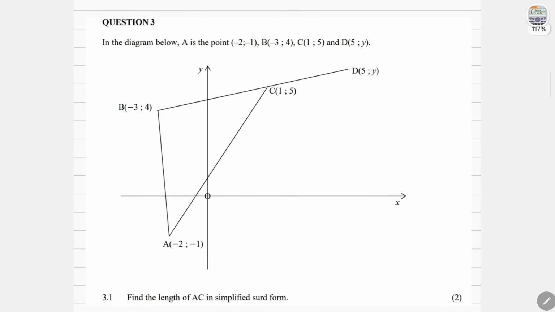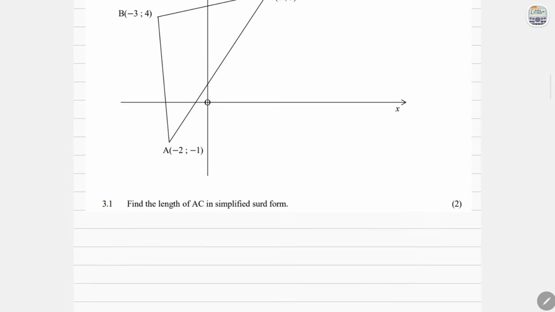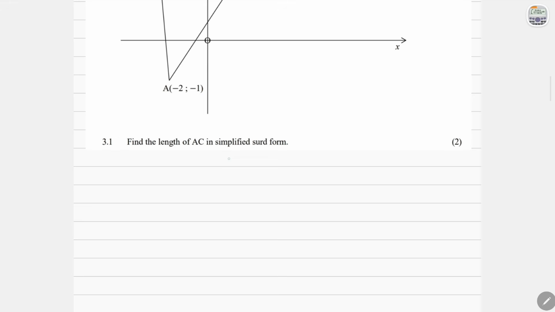Question 3 says, in the diagram below, A is the point where we have negative 2 and negative 1, and then we have B, which is negative 3 and 4, and C, which is 1 and 5, and then also D. So D is 5 and y. And the first question is to find the length of AC in simplified surd form.